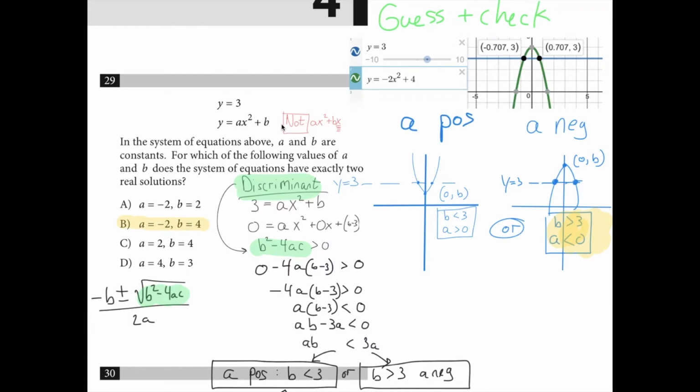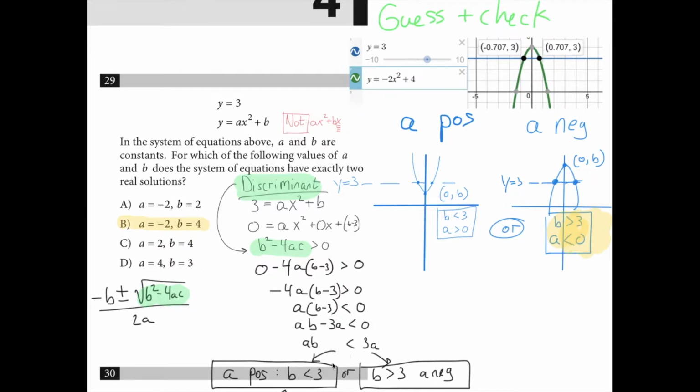Question number 29. In the system of equations above, A and B are constants. For which of the following values of A and B does the system of equations have exactly two real solutions? In my mind, when it says exactly two real solutions, that reminded me of the discriminant.